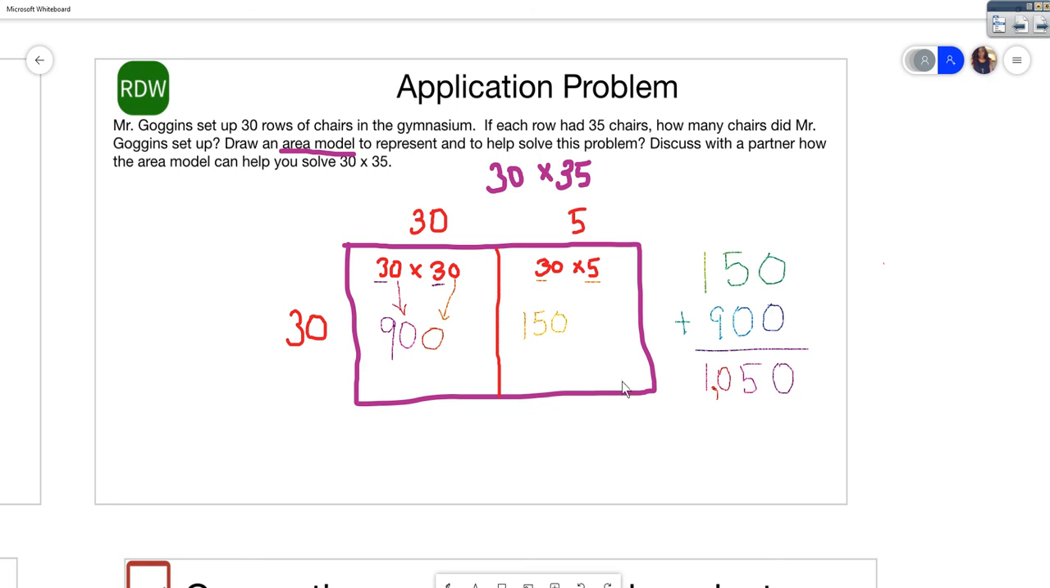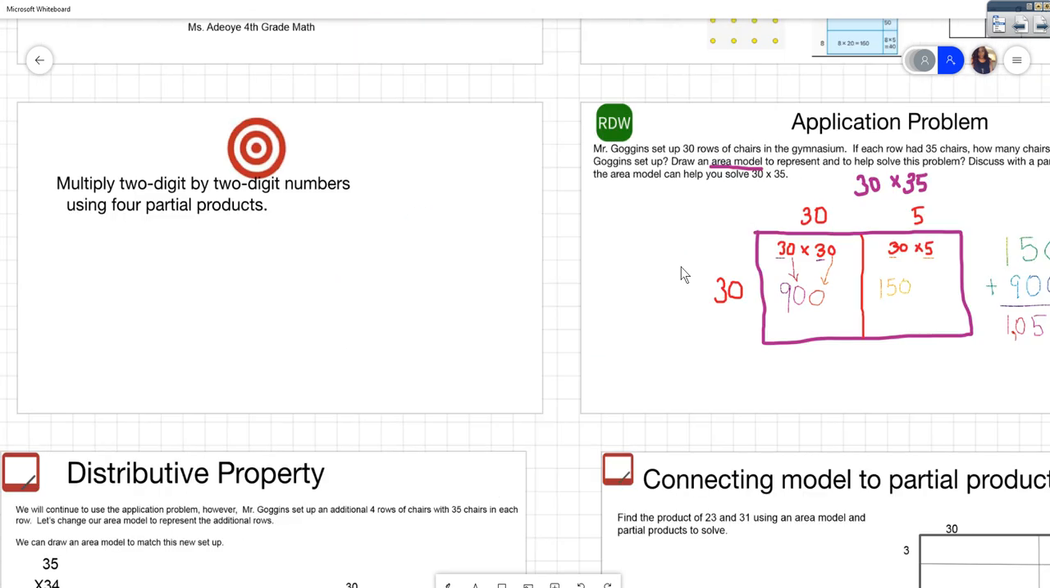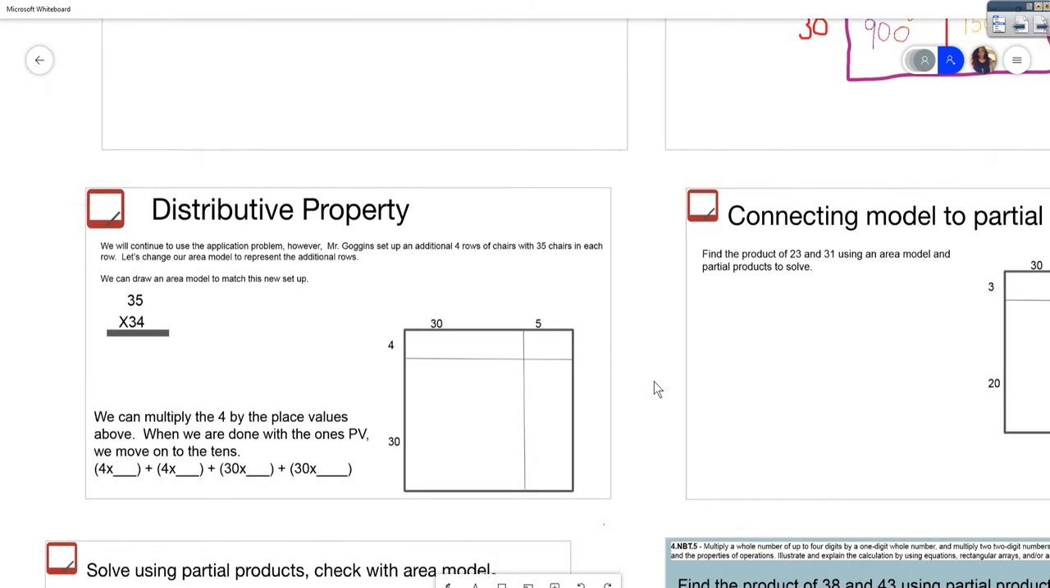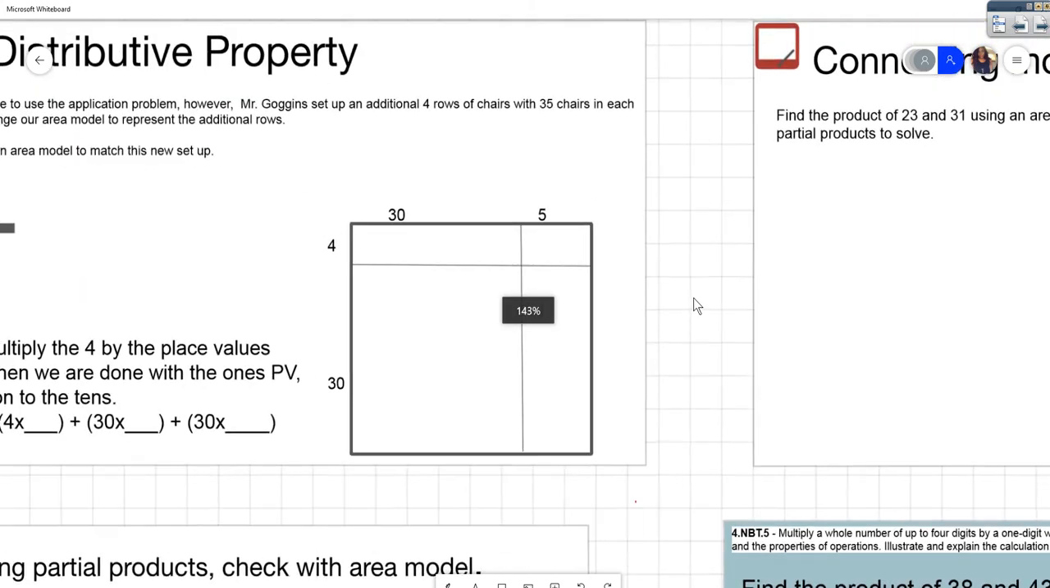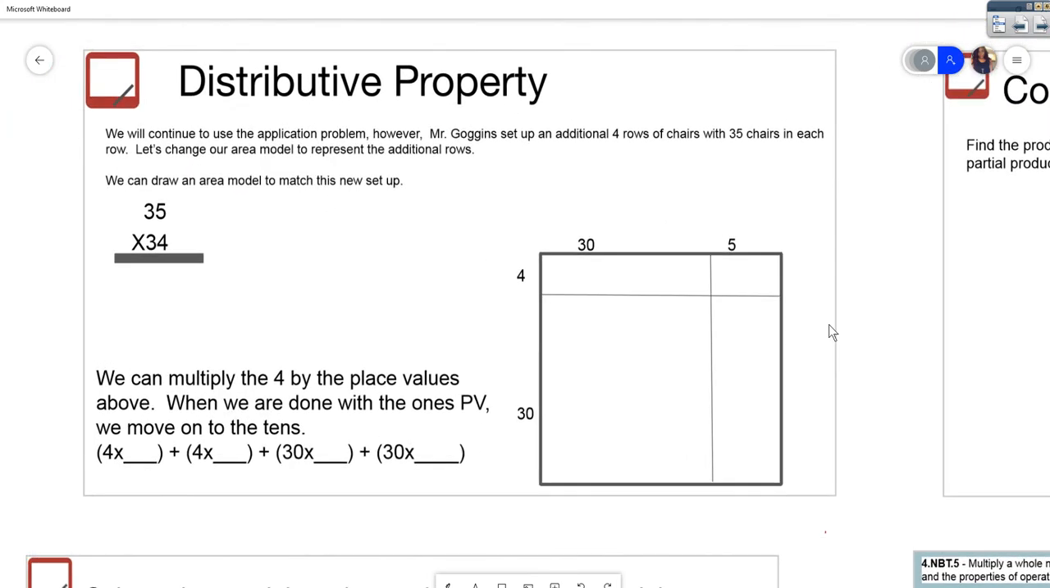But in today's lesson, we're going to use this exact thinking to answer multiplying two digits, but this time it looks a little different. In this section, we realize that now Mr. Googins adds 4 more rows of chairs with 35 in each. So instead of it being 30, we now have 34. And we have to split our square into 30 and 4 to represent 34 and 30 and 5 to represent 35.